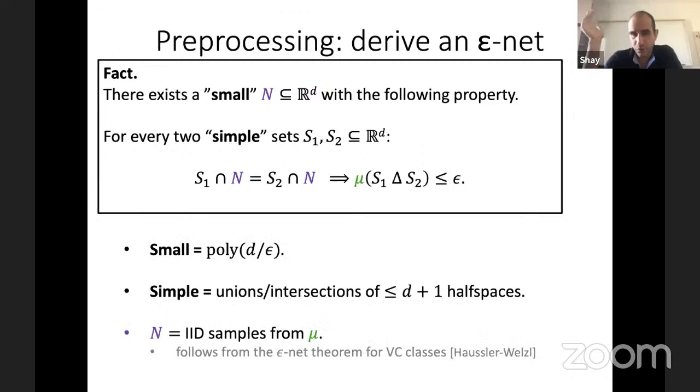Small here means poly D over epsilon, so D squared over epsilon, I think, is enough. And simple here means unions and intersections of at most D plus one half spaces. So any set that can be represented as a union or intersection of at most D plus one half spaces. And again, the derivation of this epsilon net N is trivial. You just take IID samples from the measure mu. The correctness of this assertion follows from VC theory. This is a kind of standard fact in this context.